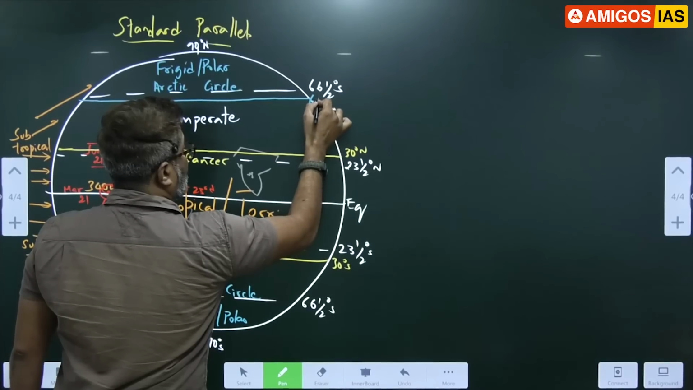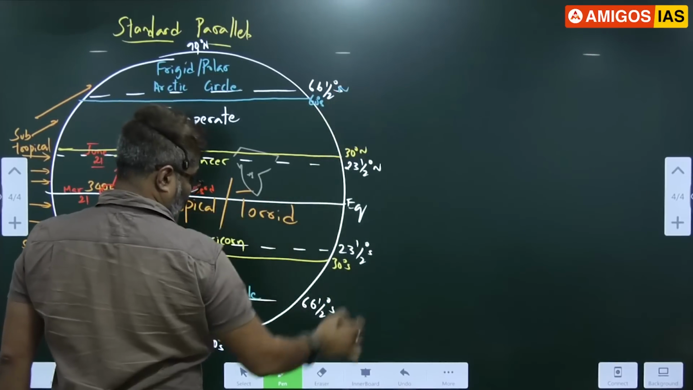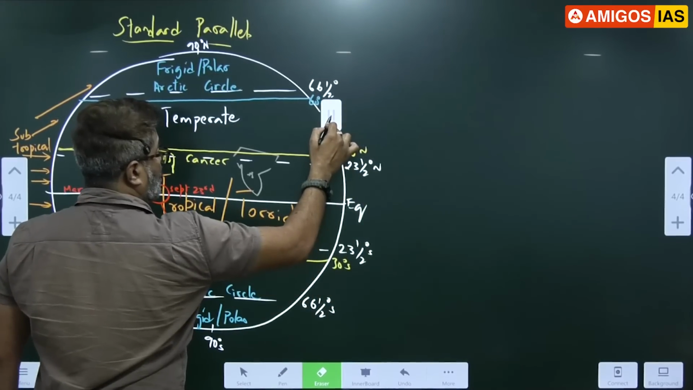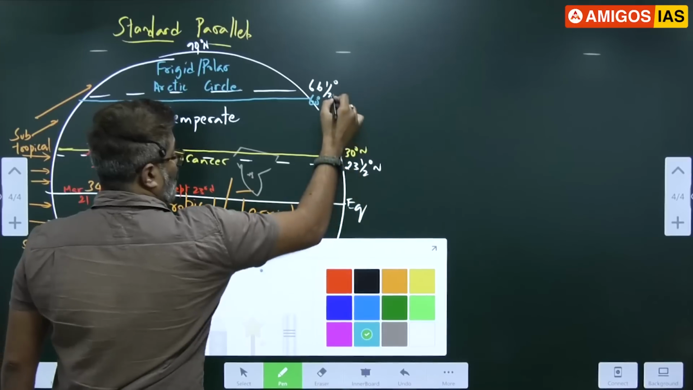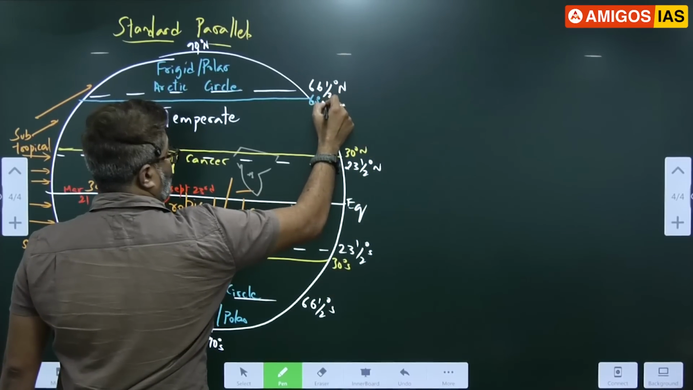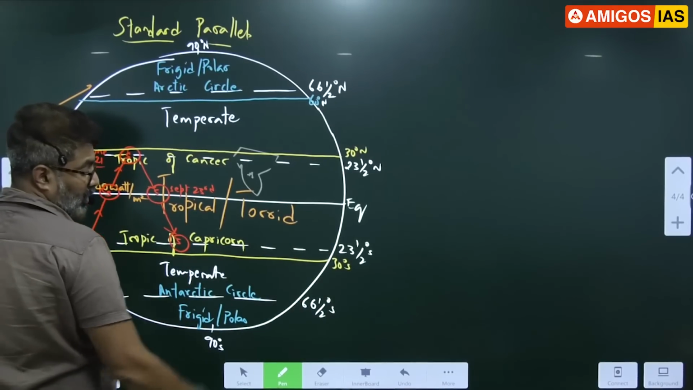66 to 60. This one. Oh, this is north. Sorry. Okay. One second. Please wait. 66.5 degree north. This is also north. Okay. See here. This is south.